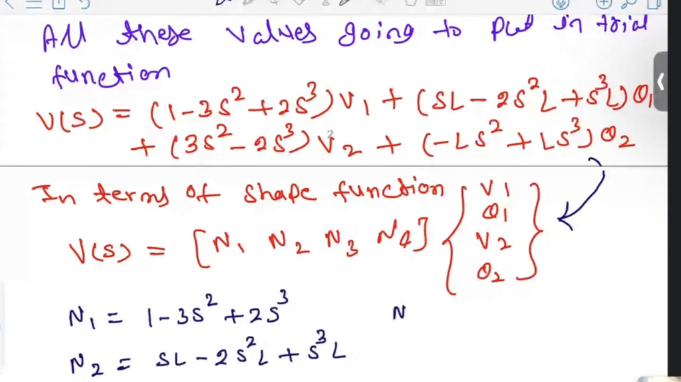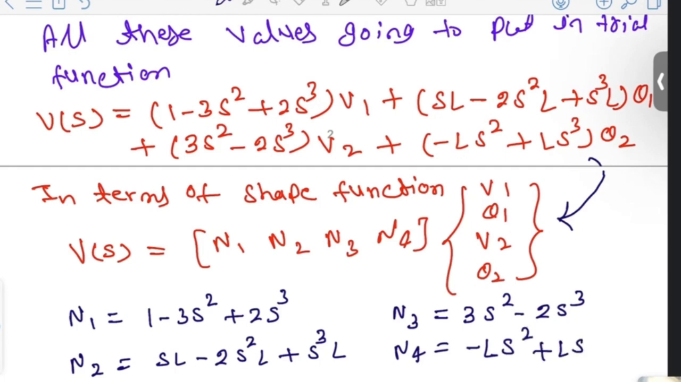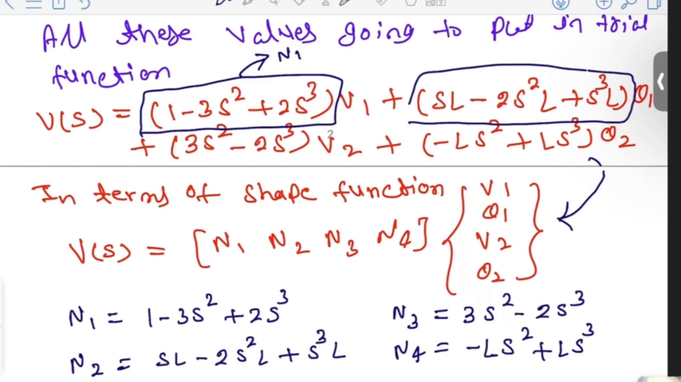Then N3 will be 3s square minus 2s cube. N4 will be minus L s square plus L s cube. Okay. So this one will be our N1, and this will be our N2. This is N3. This is N4.